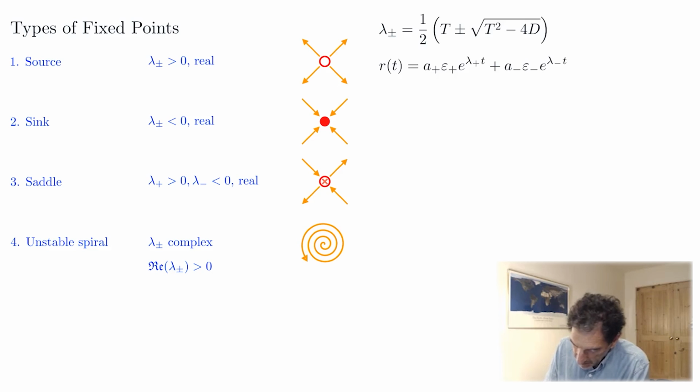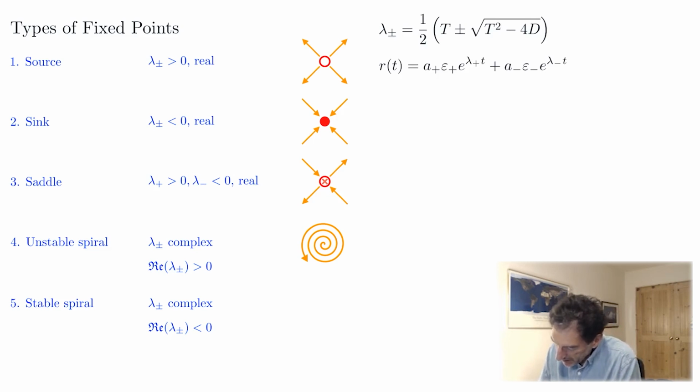Then we have a stable spiral. Again, lambda plus minus is complex, but the real part of lambda is less than 0. So in this case, we have flow inward but going around in a circle, like water circling a bathtub drain.